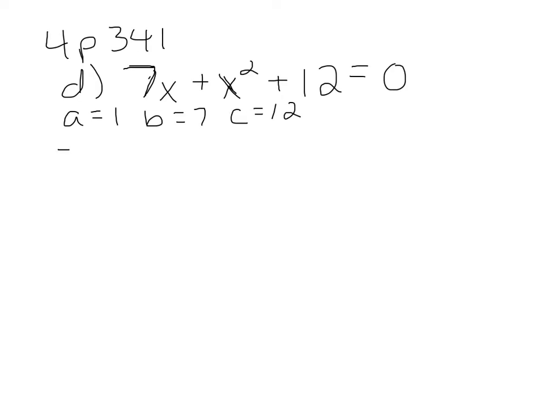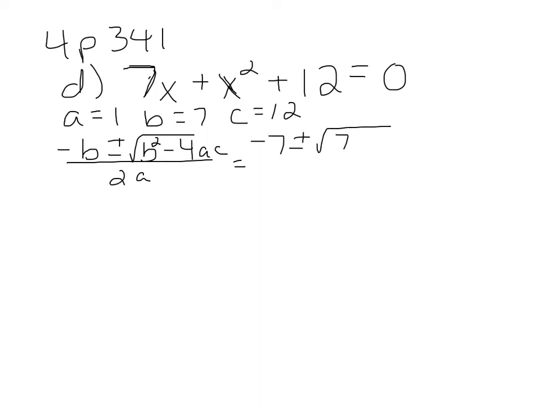The quadratic formula is the opposite of B, plus or minus the square root of B squared minus 4AC, all over 2A. So we get a negative 7 plus or minus the square root of 7 squared minus 4 times 1 times 12, all over 2 times 1.